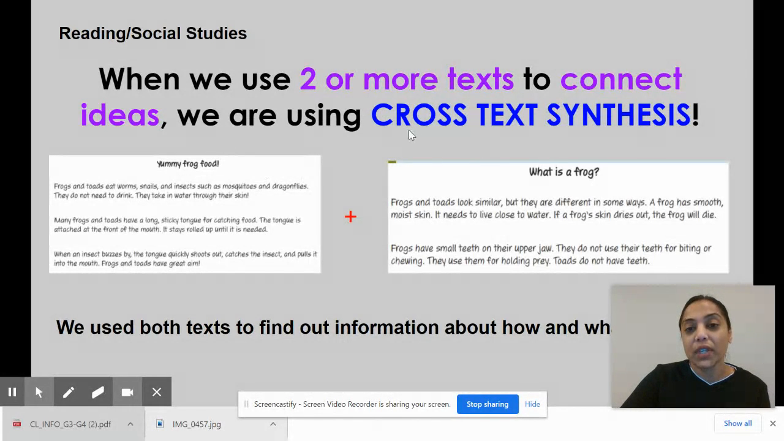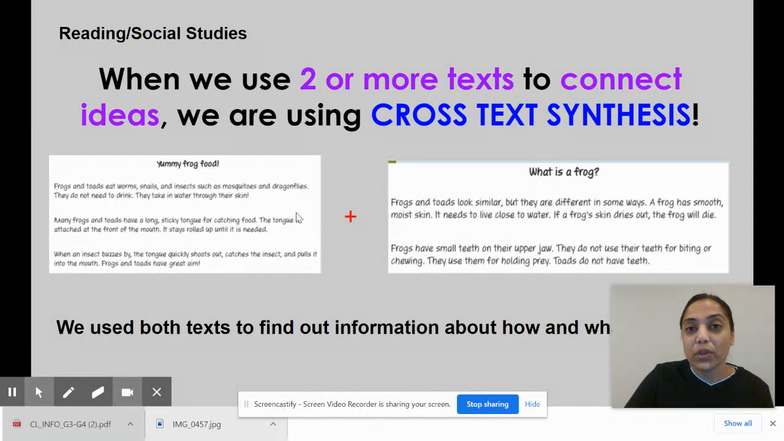So when we use two or more texts to connect ideas, we are using cross-text synthesis. And we were understanding the words cross-text synthesis, meaning that if you have two texts and you put them together to look for the same information, synthesizing means really combining that information. Remember, we did that. And we had these two examples, yummy frog food and what is a frog.